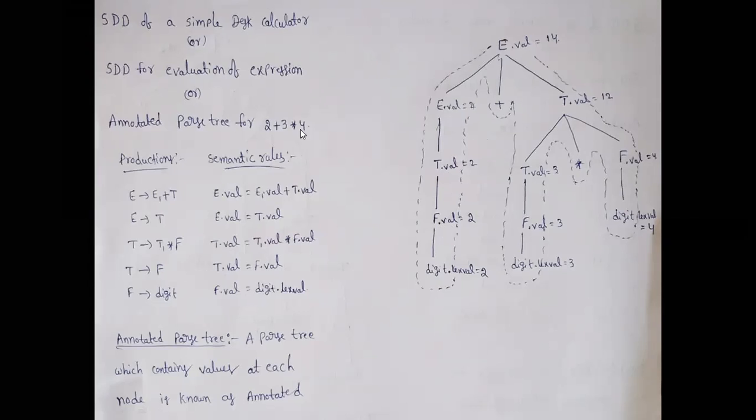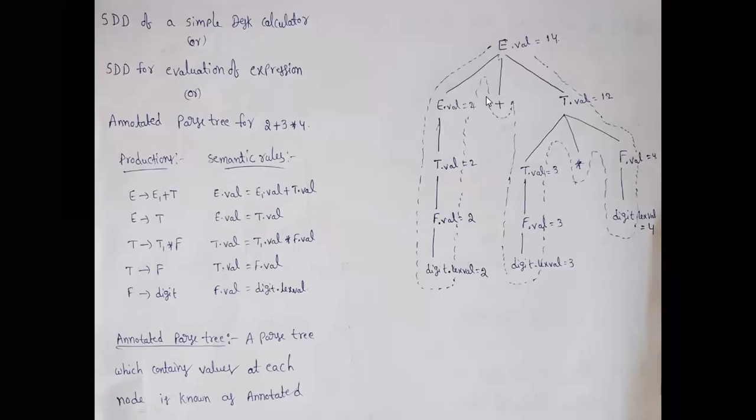So here we are using E → T. So what is the production? E → T. So what is the semantic action? E.value is equal to T.value. Then T.value is 2. Then here E.value is equal to T.value. So what is the value of T.value? That is 2. We are replacing 2 here.